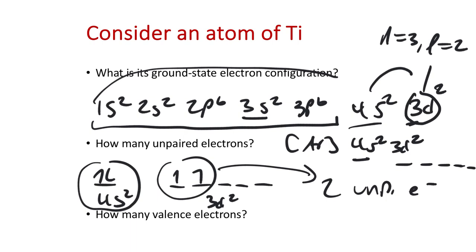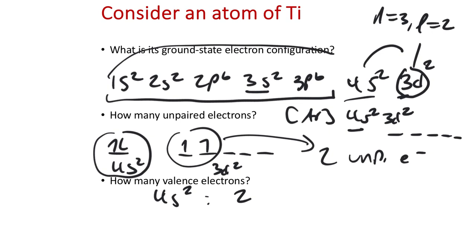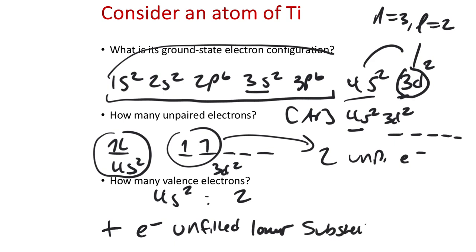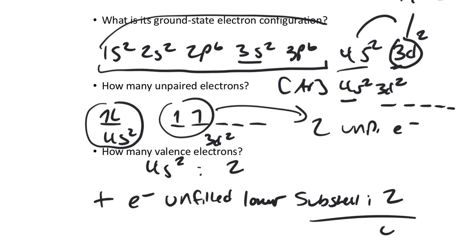The valence electron question can start to get confusing because now we're filling into 2 different shells. What's our outermost shell? The outermost shell would be the 4s2. So for sure we have 2 electrons in the valence shell from the 4s subshell. We're going to add any electrons in an unfilled lower subshell. We haven't capped off that 3d subshell, so we're going to count those 2. So we're going to come up with 4 valence electrons.